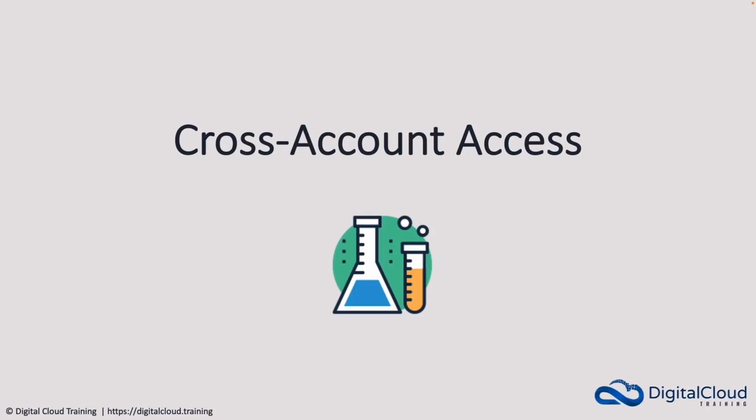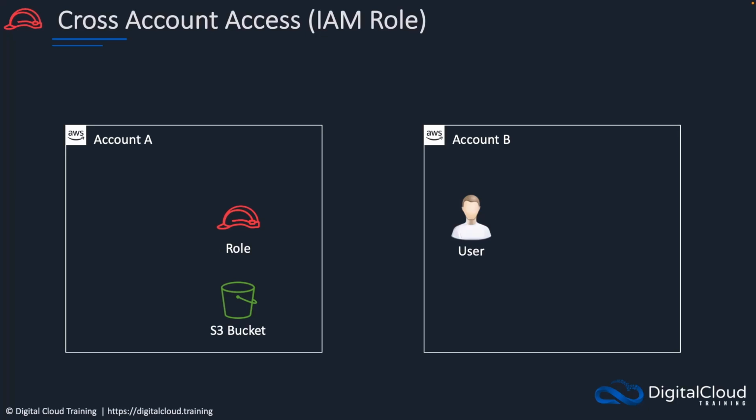In this lesson, we're going to use cross-account access to assume a role and then access an S3 bucket. So in account A here, we have a role. And the role is going to be assumed by the user in account B. Of course, you're going to need 2 accounts in order to complete this exercise.